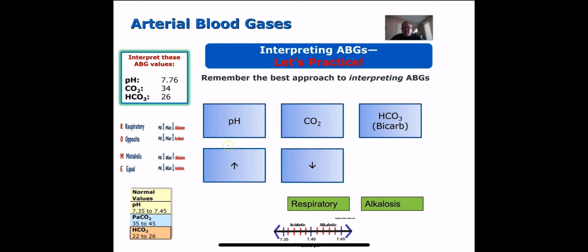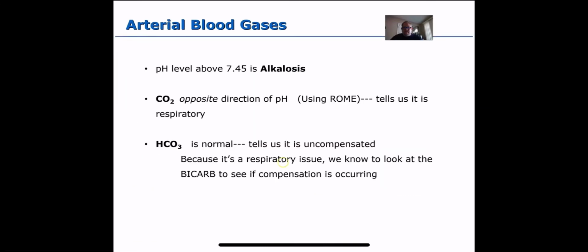Finally, you need to check this for compensation, and your bicarb is normal. So remember, if one area is out of range, but the counterbalancing form, the bicarb, is normal, that means it's uncompensated. Your body hasn't done anything to correct this CO2, the acidosis that's caused in your respiratory system. All right, here's just kind of a verbal breakdown of what just happened.